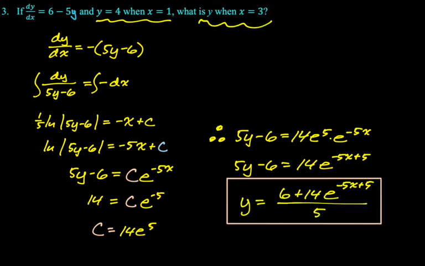Now, we are really being asked, what is y when x is equal to 3? So we need to take 3 and plug it in for x. It doesn't give you a nice looking answer, but y when x is equal to 3 is going to be 6 plus 14e to the negative 10th over 5. That's our final answer.